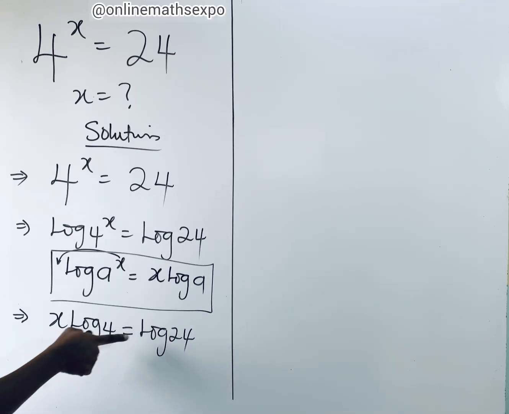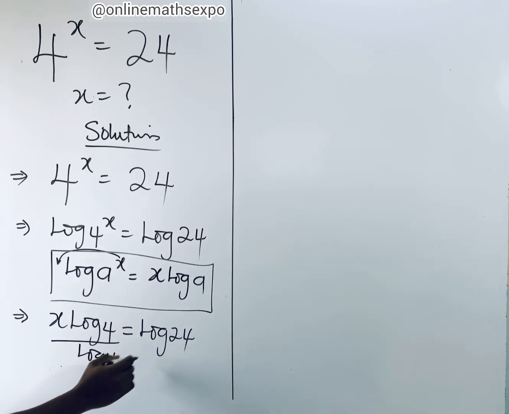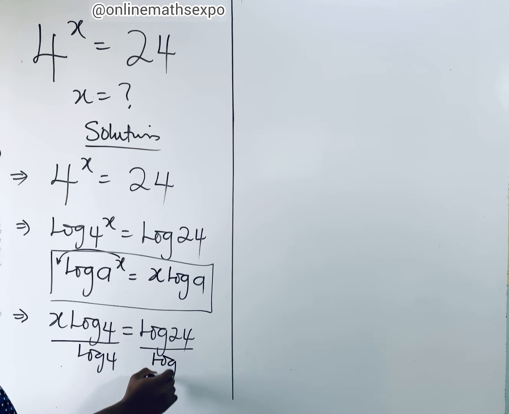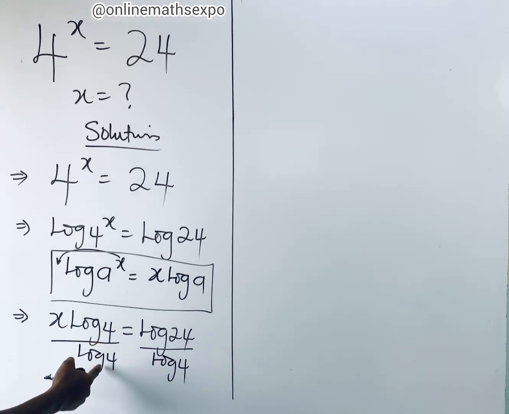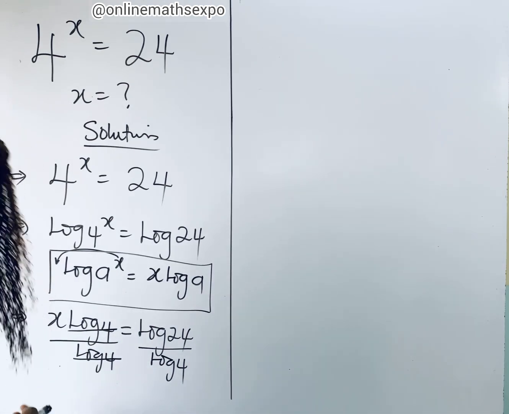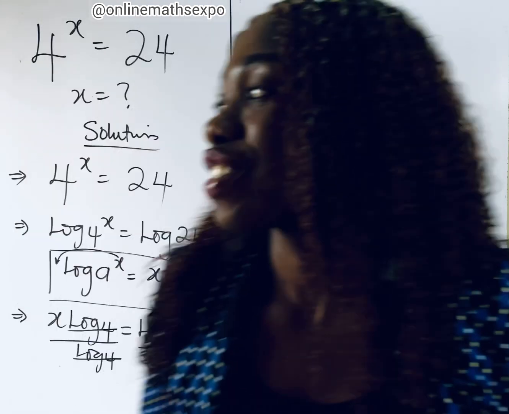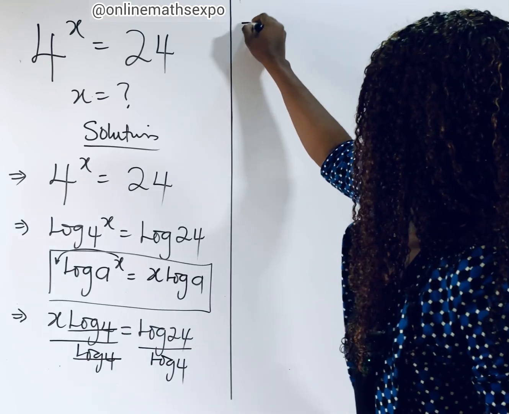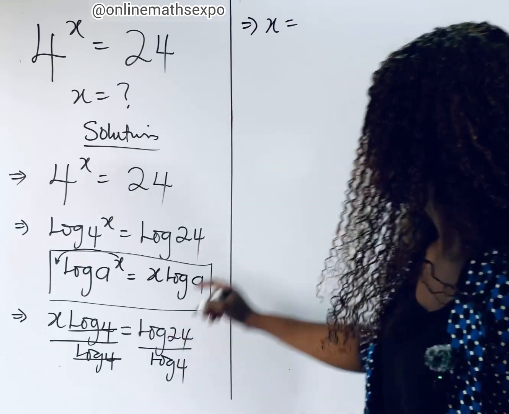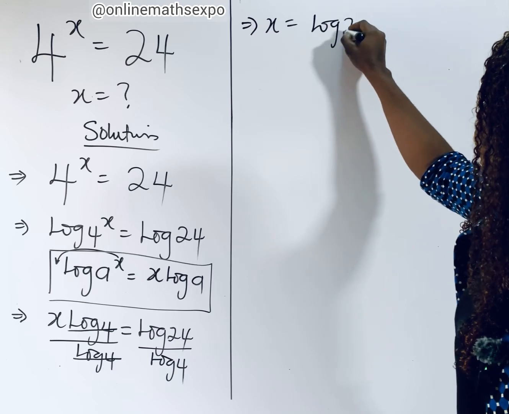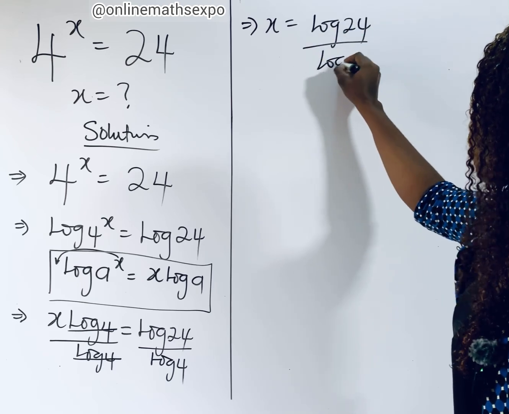Now to get x, you observe these two are multiplying. So to get x, you divide, okay? So we're going to divide by log of 4, and you divide this side by log of 4 so that the equation will be balanced. Now what do we do? These two are the same, so you can easily cancel it out. In that case, this gives us x is equal to log of 24 divided by log of 4.